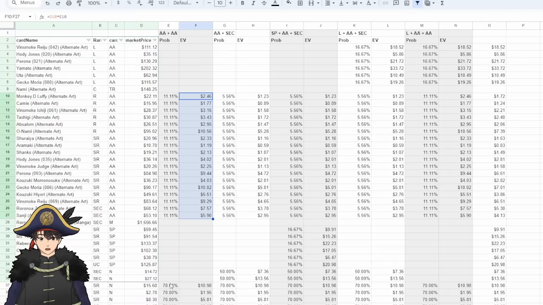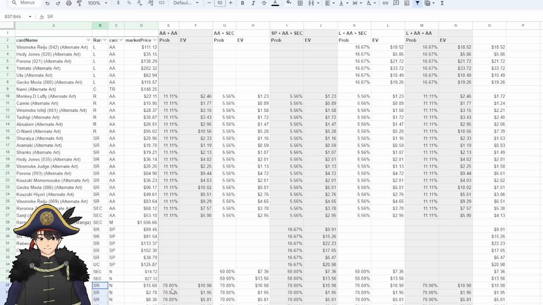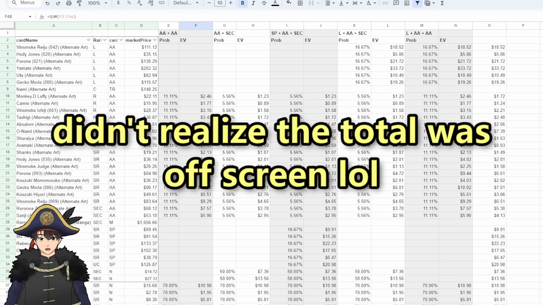So I just multiply that by the market price, and that gives me their expected value. And then for the SRs, I think in all variations, you get at least 7. So I calculated that as 7 out of 10, right? Because there's 10 to pick from, 10 SRs. That gives me an expected probability of 70%. And then the values here correspond accordingly, respectively. So the expected value of a double alt art only box is $146 if I add all these expected values together.